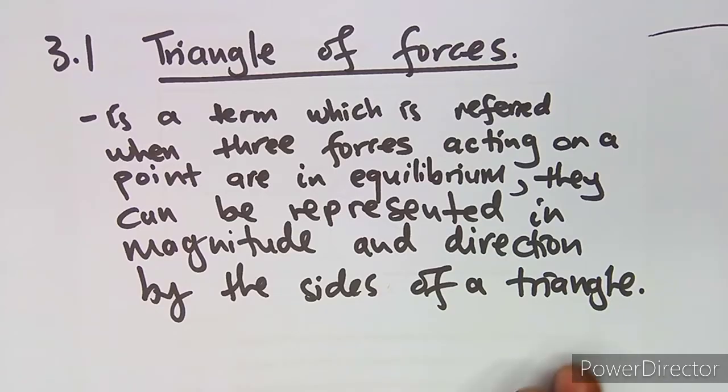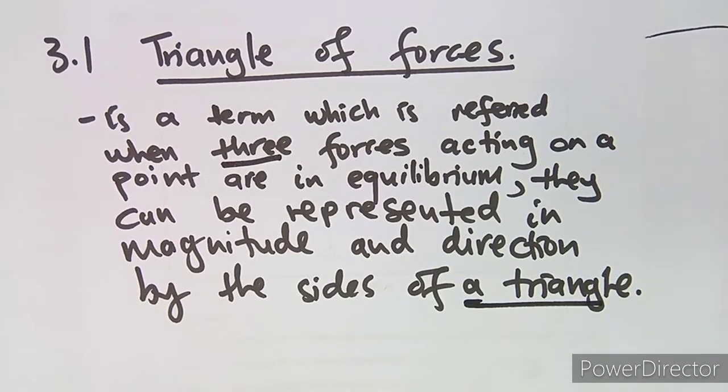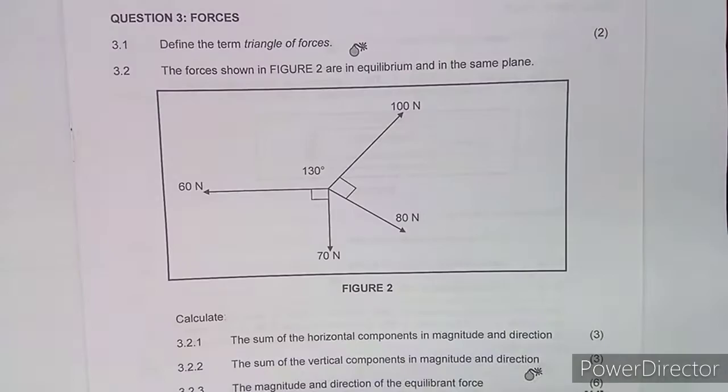So as you can see, these forces are on a triangle. The presentation of these forces is supposed to be three, because a triangle has three sides. So if a triangle has three sides, then we must have three forces. So those are the keywords that you are supposed to use here. It's supposed to be three forces because you are working with a triangle. Okay, so simple like that. That's 2 marks for that definition.